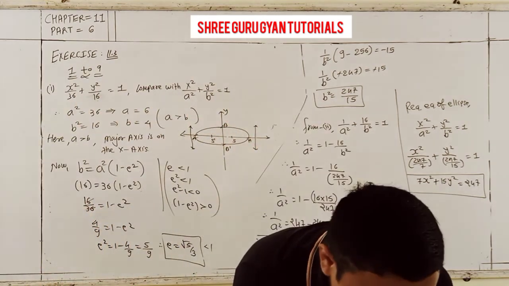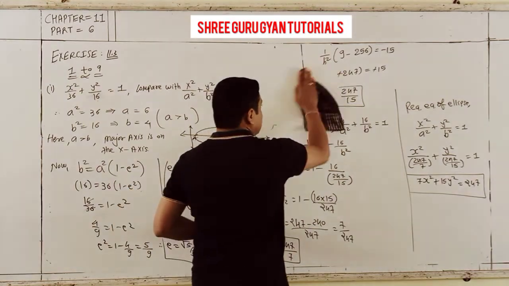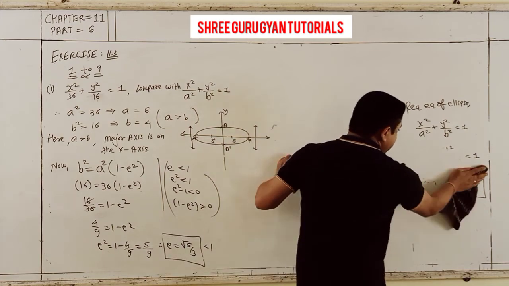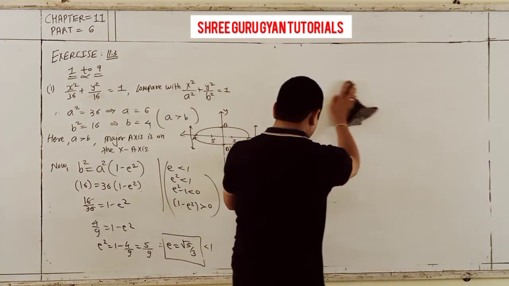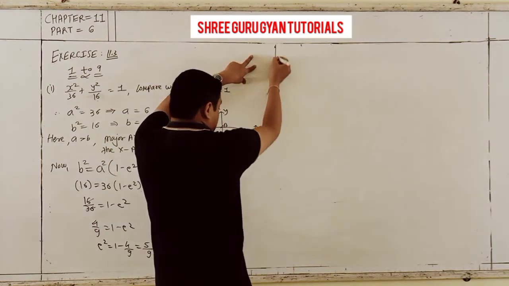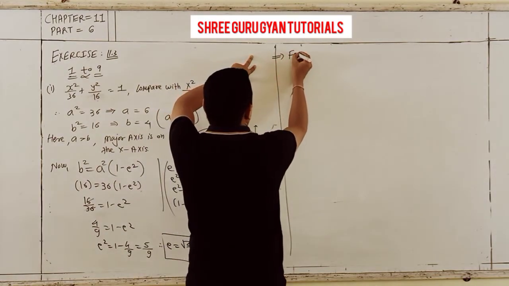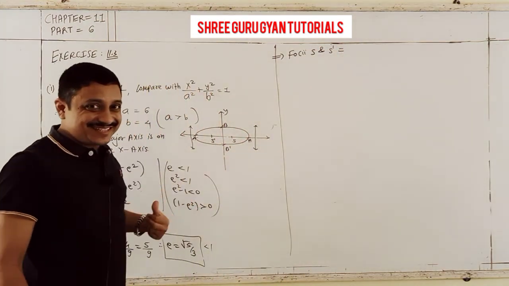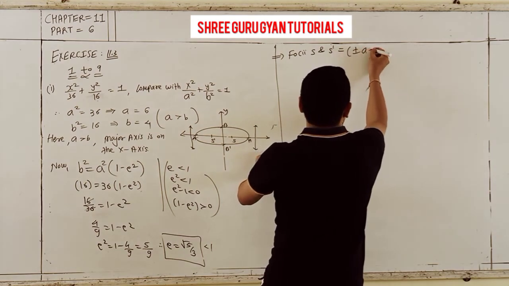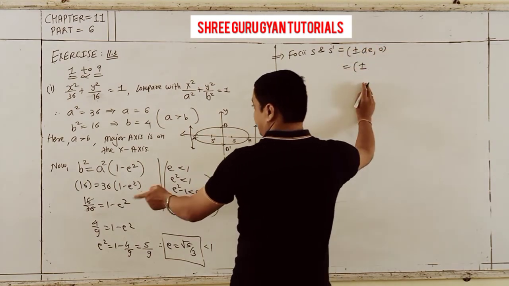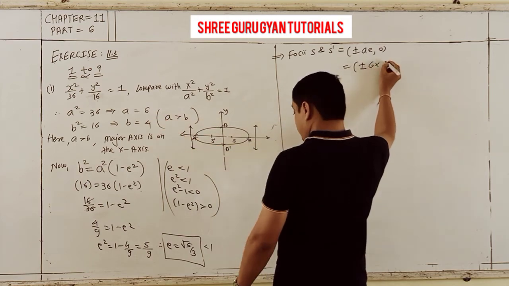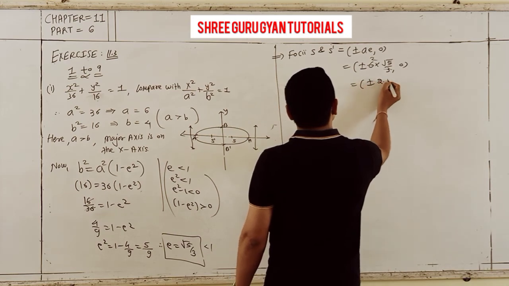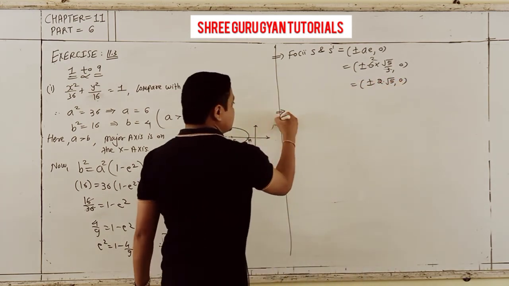Now we are asking first of all for our focus. One by one, respectively, I decide my answers. The foci S and S dash: check the major axis is on the x-axis, so plus or minus ae comma 0. What's your a? A becomes 6, e becomes root 5 by 3. So your answer is plus or minus 2 root 5 comma 0.